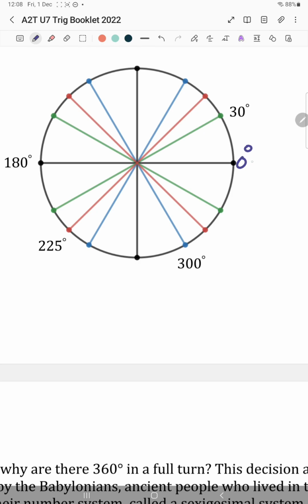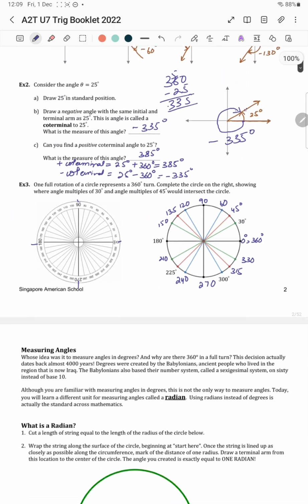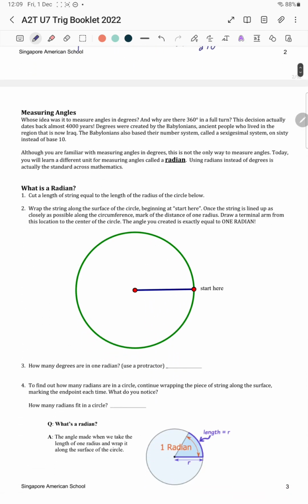It is 0 degrees or 360 degrees. 30. After 30 it's 45, then 60, then 90, 120, 135, 150, 210, 240, 270, 315 and 330.